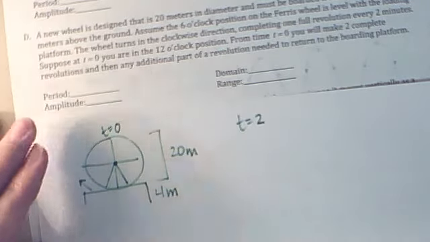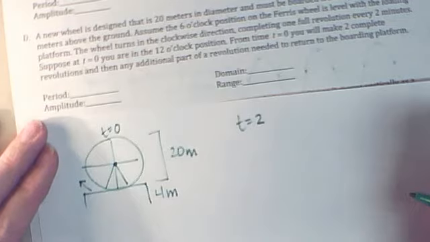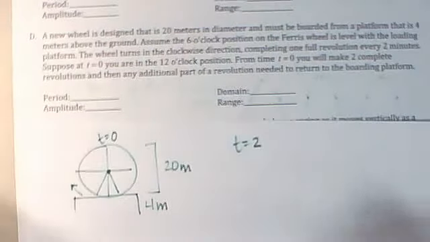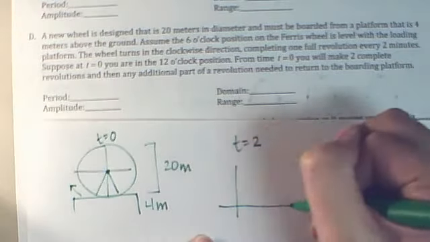From time t equals 0, you'll make 2 complete revolutions, and then any additional part needed to return to the boarding platform. So, the things that were asked here are for the period, amplitude, domain, and range, and a quick little graph. Let's start with the graph.